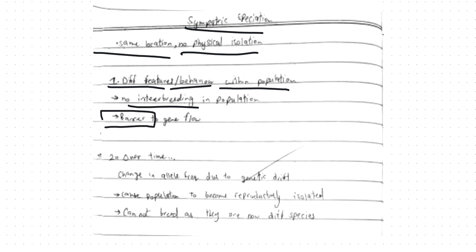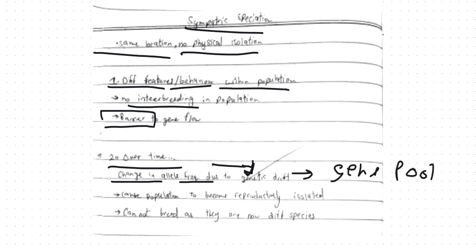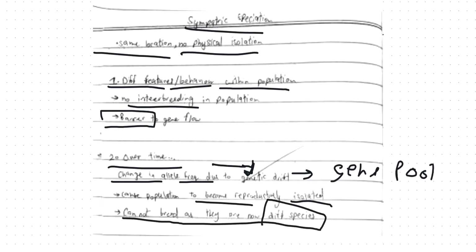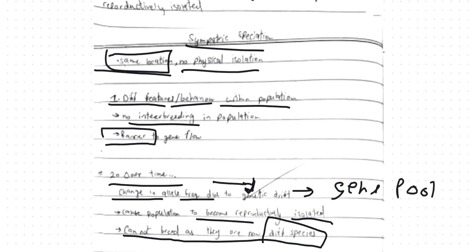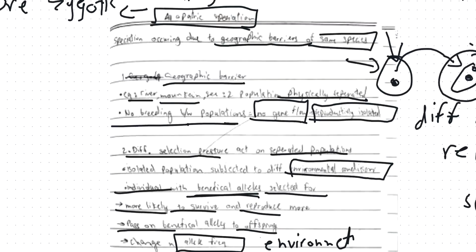And over time, there is a change in allele frequency, and this will eventually cause genetic drift. Genetic drift is when you have a big change in the gene pool. And this causes the population to become reproductively isolated, and eventually this will lead to a different species. The main point is sympatric speciation happens at the same location, and allopatric happens at different locations.